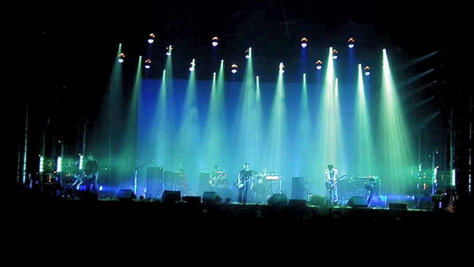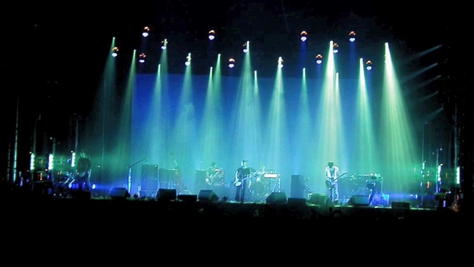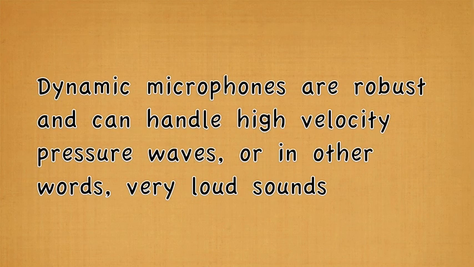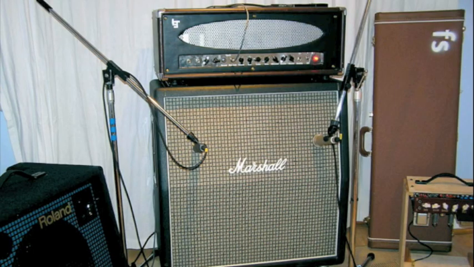Dynamic microphones are used more in live sound and condenser microphones in studios. This occurs due to their characteristics. Dynamic microphones are robust and can handle high-velocity pressure waves, or in other words, very loud sounds. For example, dynamic microphones can easily handle the output of a cranked-up electric guitar amplifier, whereas a condenser can be permanently destroyed.